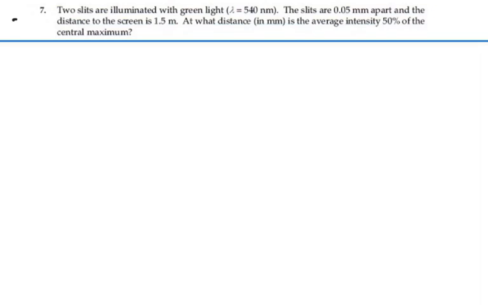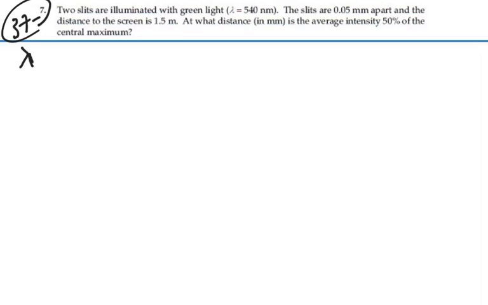Here's problem 37-7. Two slits are illuminated with green light, wavelength of 540 nanometers. The slits are 0.05 millimeters apart, and the distance to the screen is 1.5 meters. At what distance in millimeters is the average intensity 50% of the central maximum?